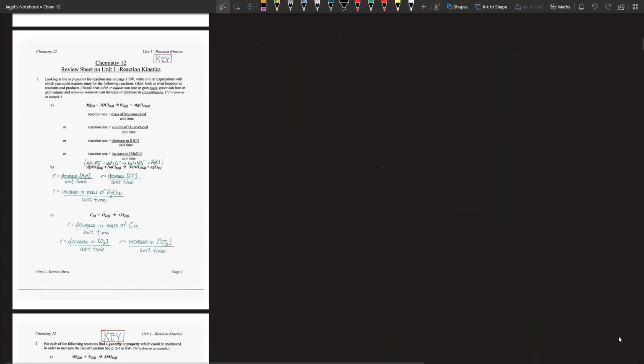Excellent. Okay, so moving on to the next question, we have AgNO3 aqueous. It's mixing with NaCl aqueous.